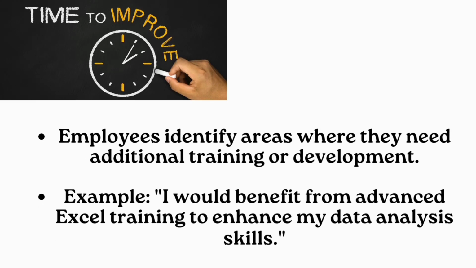Next is areas for improvement. Again, employees identify areas where they need additional training or development. Again, we are talking about improvement. This is the best method. Self assessment is the best method because you are analyzing yourself. Example: I would benefit from advanced Excel training to enhance my data analysis skills. I know that if I need data analysis skills, this application I need to learn, this software I need to learn. This is where I can tell about areas for improvement and even improve.